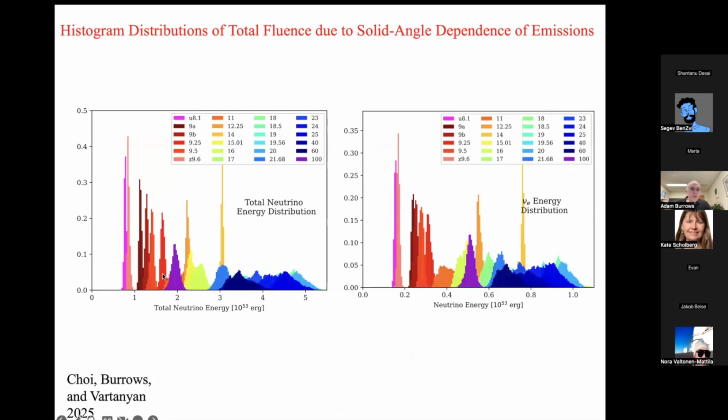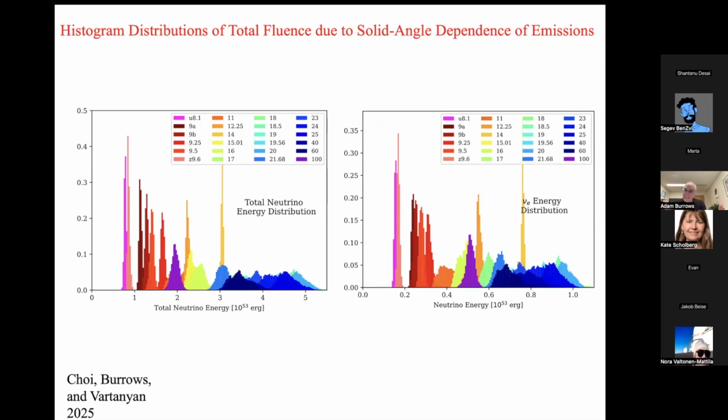This is the distribution of inferred isotropic neutrino energy radiated. Okay, and so you can see the inferred neutrino energy radiated varies from model to model. Now, these are the energies radiated by our models. It's not the total. It's our models out to 2 to 10 seconds, and the total will be out to a minute. So there's radiation still coming out, but we haven't included that here.